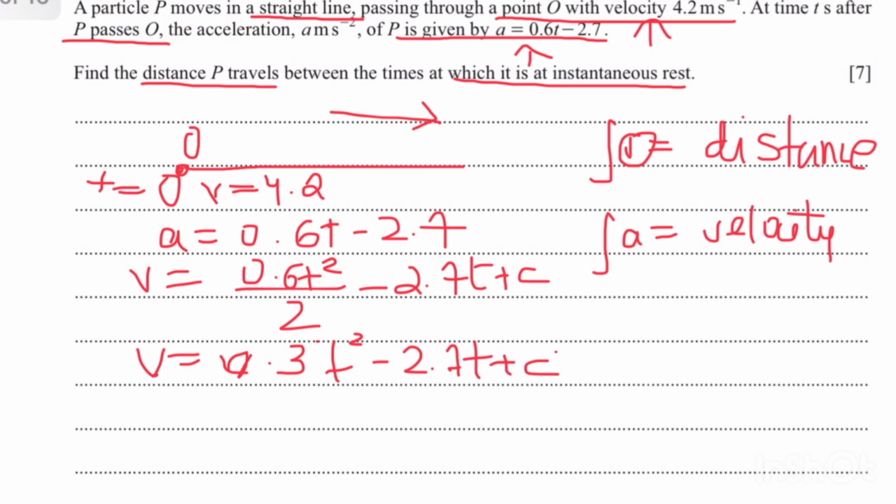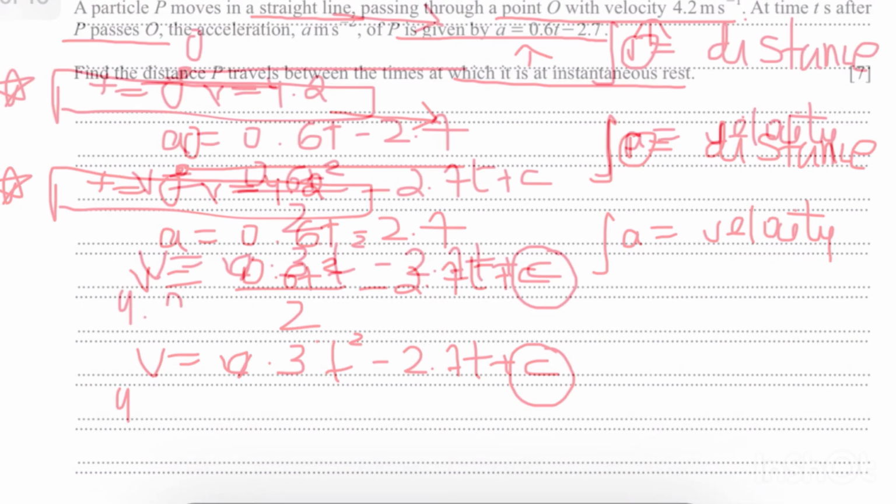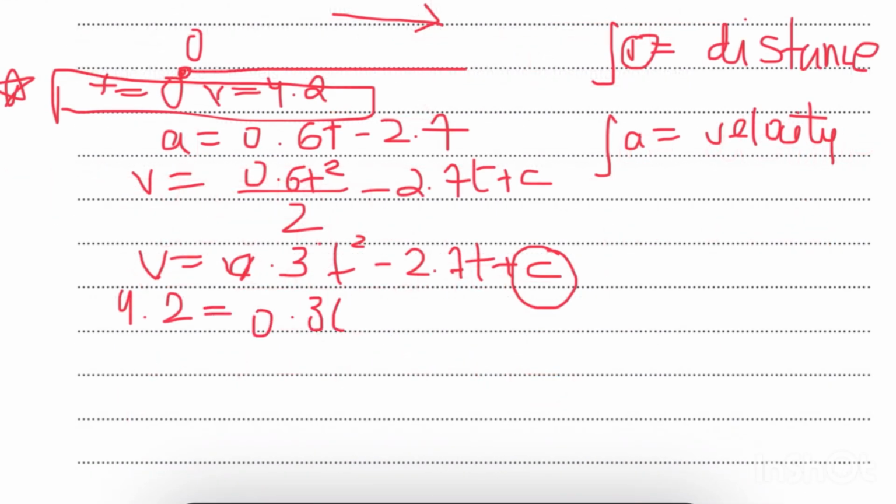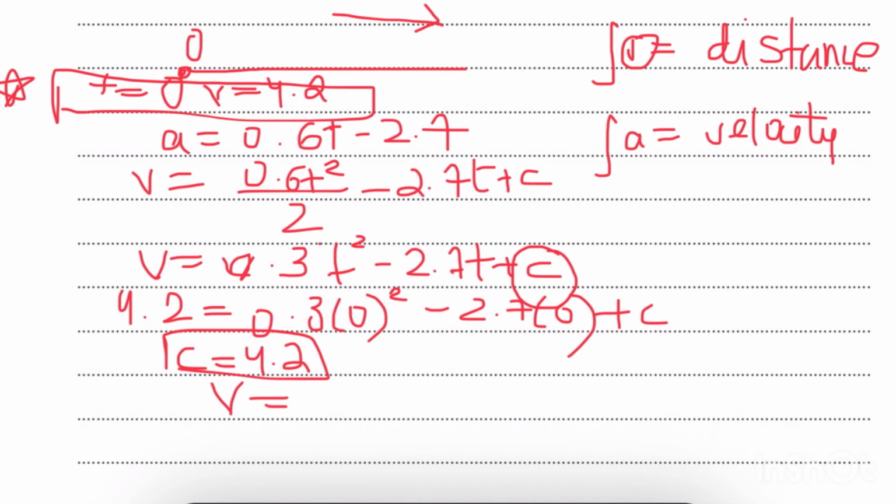Now in order to find this arbitrary constant, we can use this information over here. When we substitute the value of t, the velocity must be equal to 4.2. So 4.2 must be equal to 0.3 times 0 squared, which becomes 0, minus 2.7 times 0, so 0, plus c. That means c is equal to 4.2. That makes v equal to 0.3t squared minus 2.7t plus 4.2.